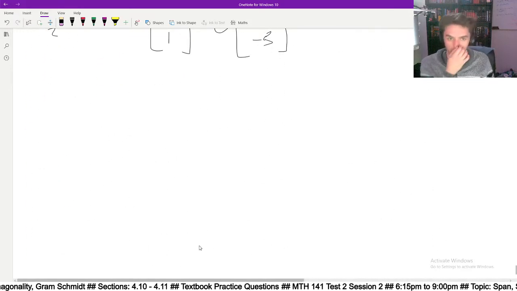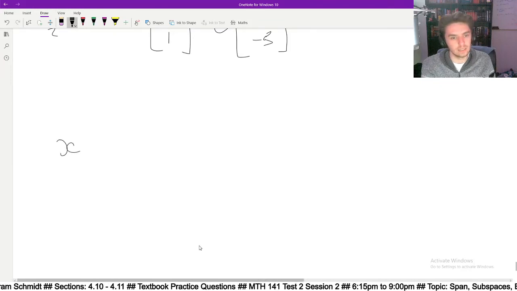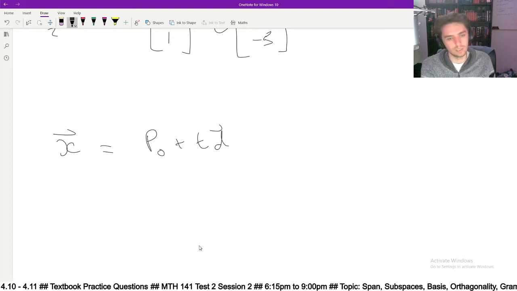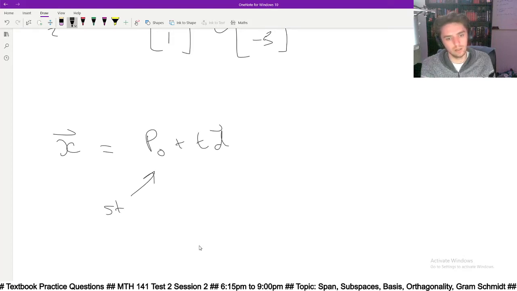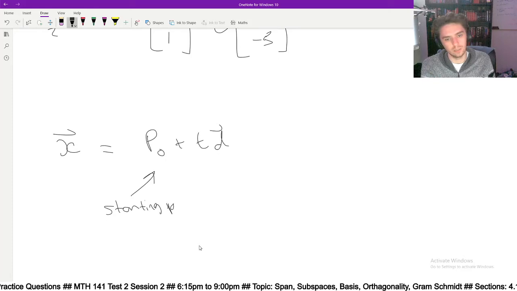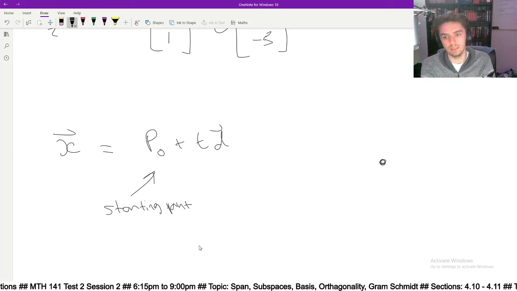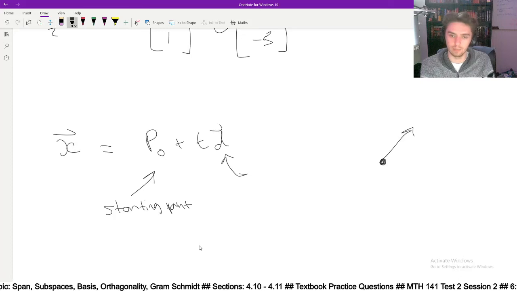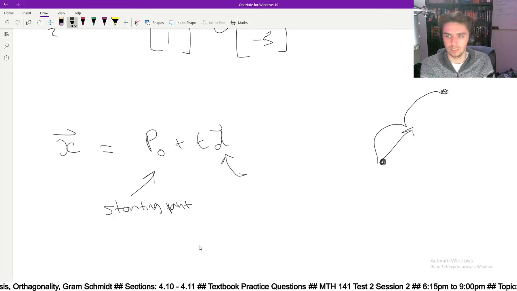Okay. So in general, the vector form of a line says x is equal to P naught plus t D. What this means is that P naught is just a starting point. So I choose any point in space, and I choose some D, a direction vector. Then this is enough to create a line, because any multiple of that direction vector is going to be a point on the line. For example, 2 times the direction vector is also a point on the line. 1.5 times is also a point on the line.